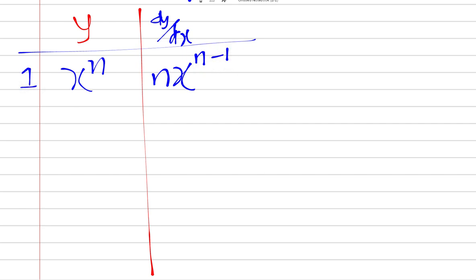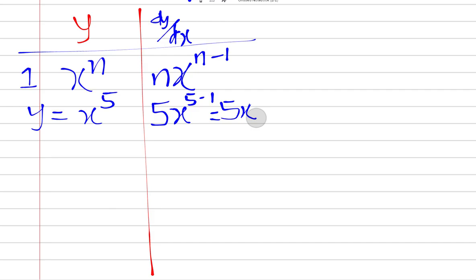Now what does that mean? If I have an example like y equals x raised to power 5, find dy dx. I will drop 5, then x, then 5 minus 1. That means my dy dx is 5x raised to power 4. Do you understand that now?